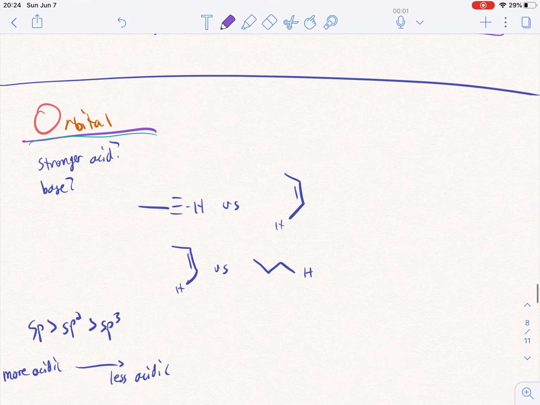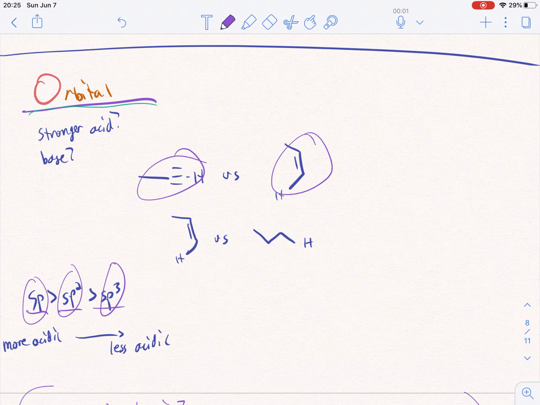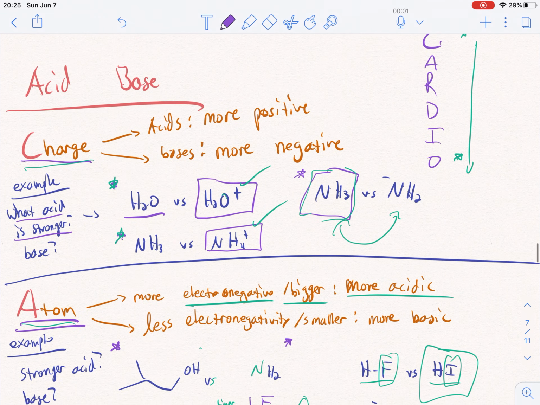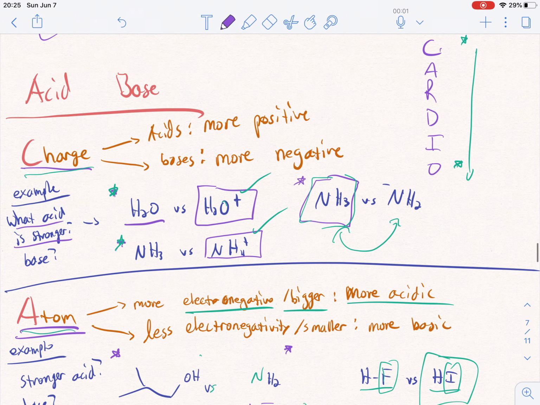And then we have orbital. An easy thing for orbital: the shorter the orbital, the more acidic it is. So sp, sp2, sp3: triple bonds are more acidic than double bonds, right? Double bonds are more acidic than single bonds. So it's pretty straightforward. So that's CARDIO. Go back through it, and hopefully this helps you.